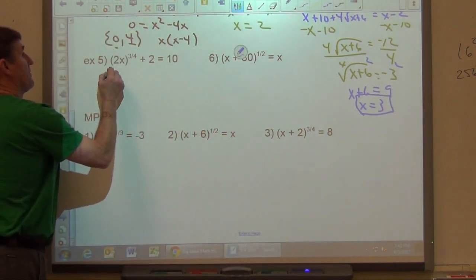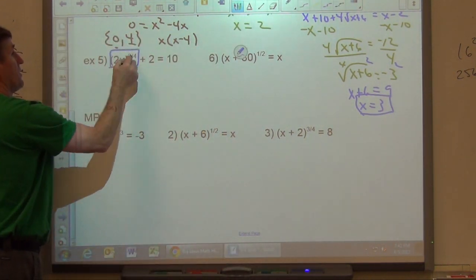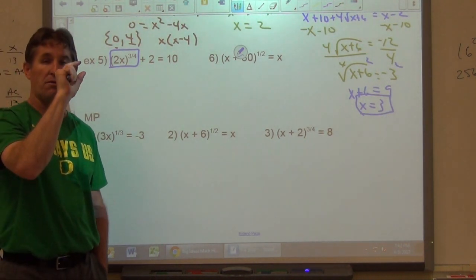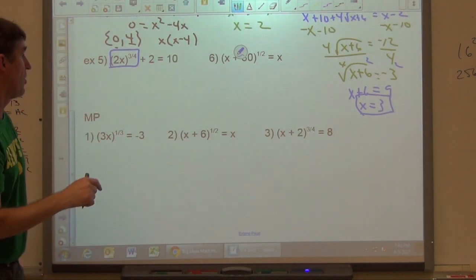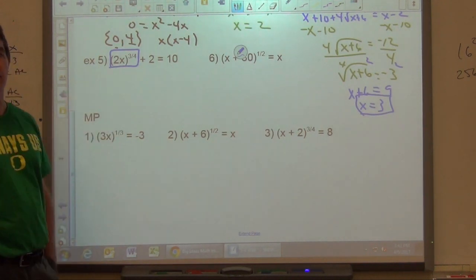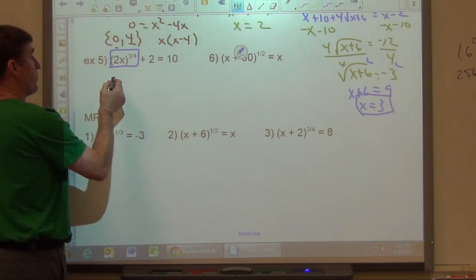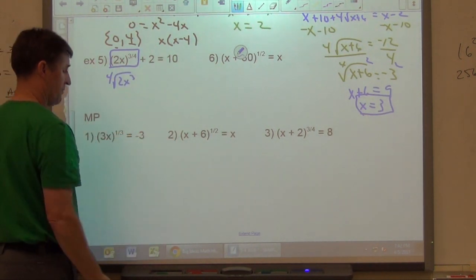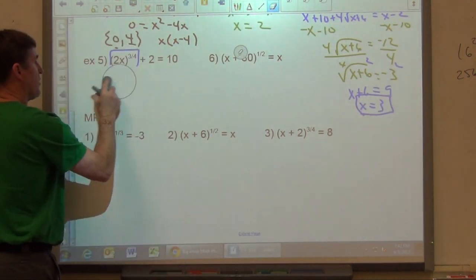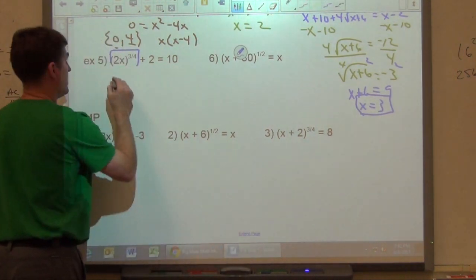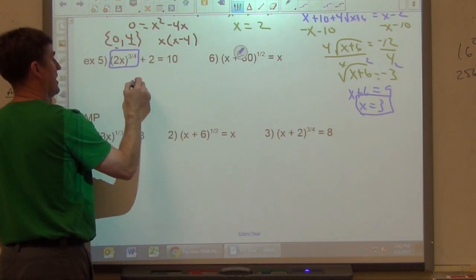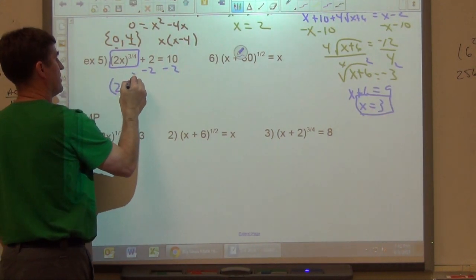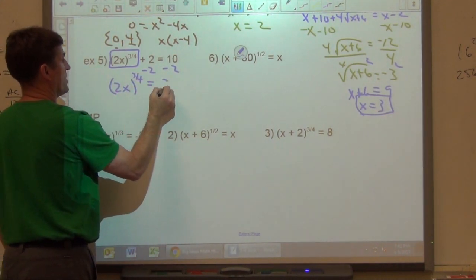Now, the other thing that you have to do on this is we're going to have 2x to the 3/4 where we have fractions in our exponents on these. You can take care of it the same way. I mean, we could write this as the 4th root of 2x to the 3rd and then to the 4th power to each side. But an easier way to do it is just get this by itself, so we subtract 2, and so we get 2x to the 3/4 equals 8.